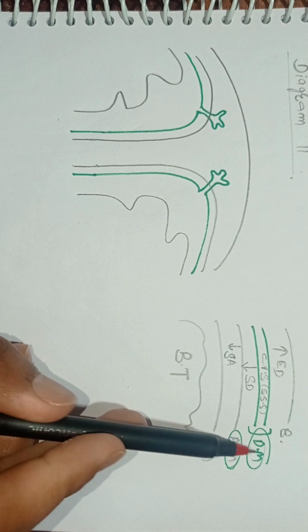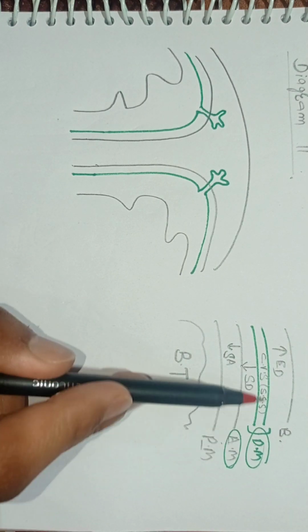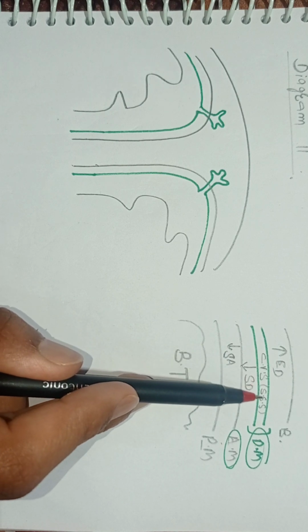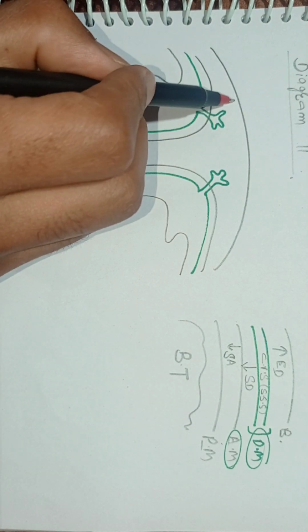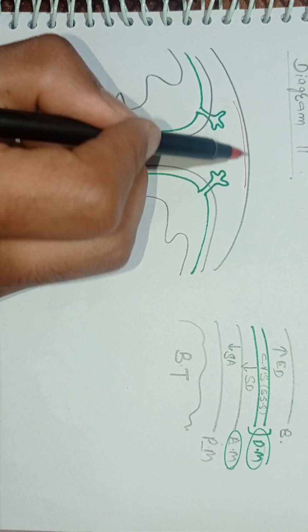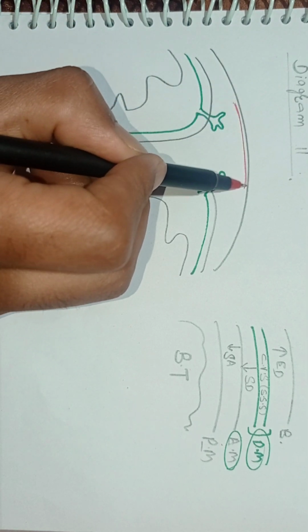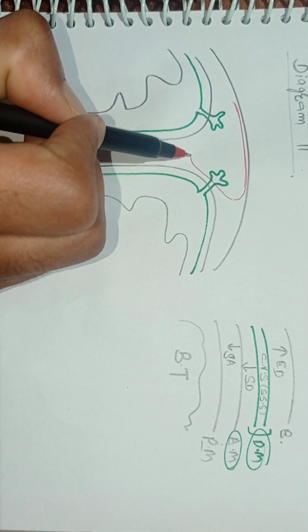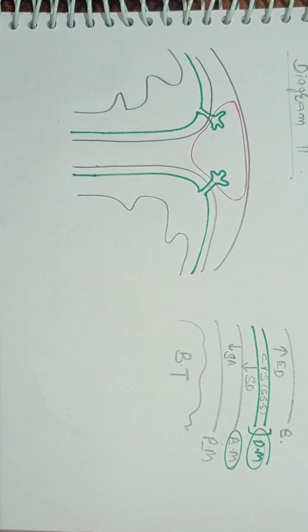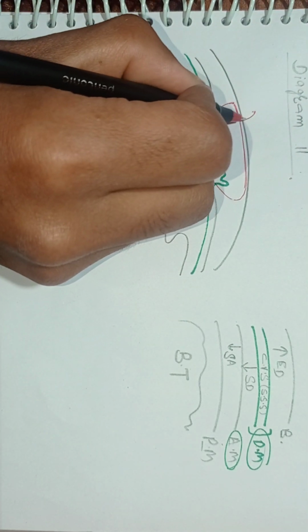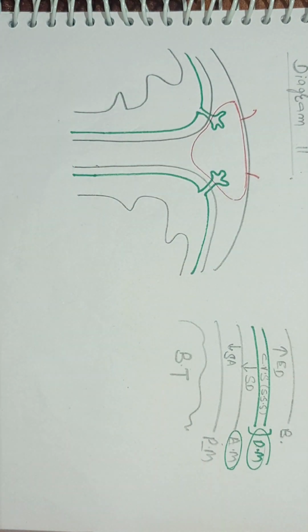We know between the two layers of the dura mater we have the cranial venous sinuses, for example the superior sagittal sinus. So the superior sagittal sinus, we make it in red color. What we are making here is the superior sagittal sinus, and from the superior sagittal sinus emissary veins arise. So this is the diagram of the arachnoid granulations.